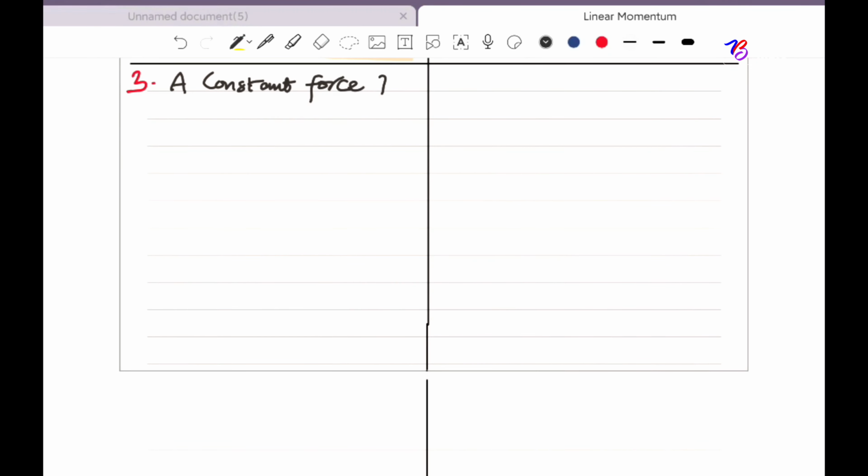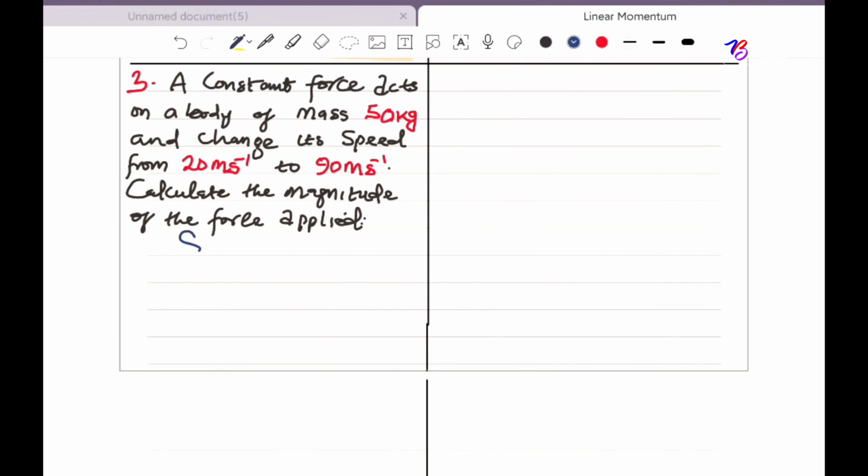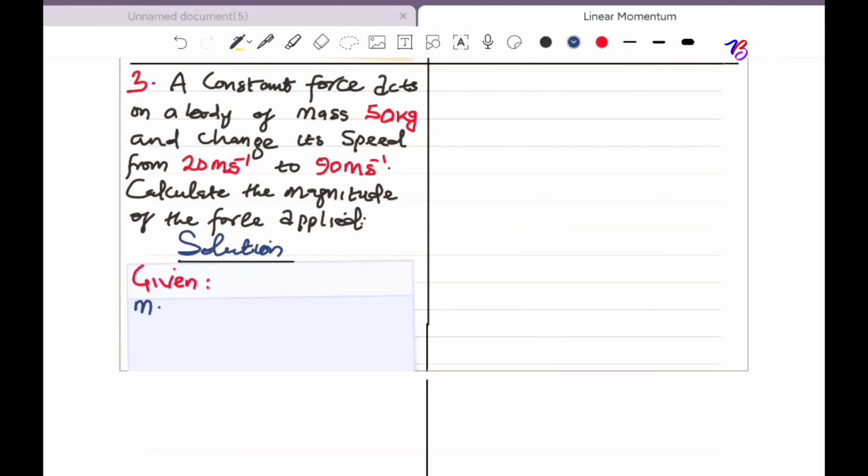Hello guys, here is a past question before us on linear momentum. A constant force acts on a body of mass 50 kg and changes its speed from 20 meters per second to 90 meters per second in 10 seconds. That is not captured. Take note of that. Calculate the magnitude of the force applied.